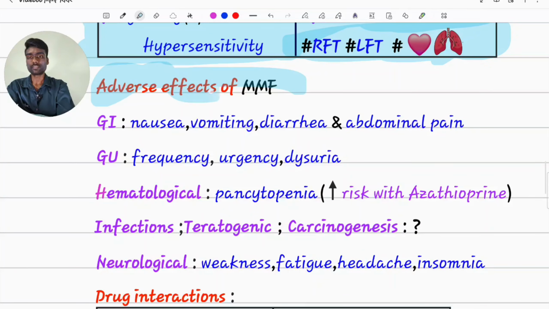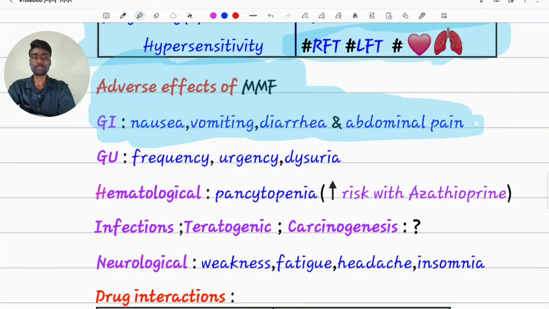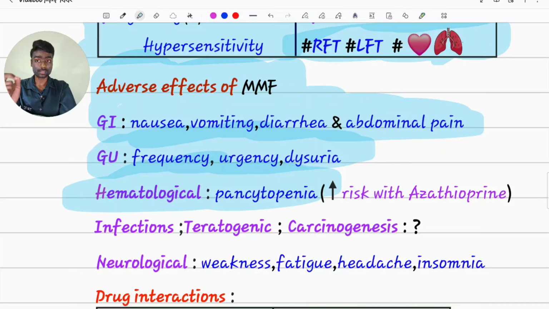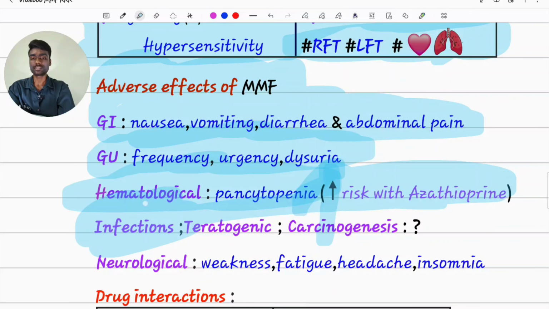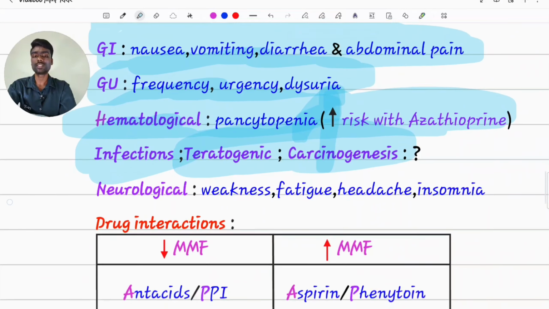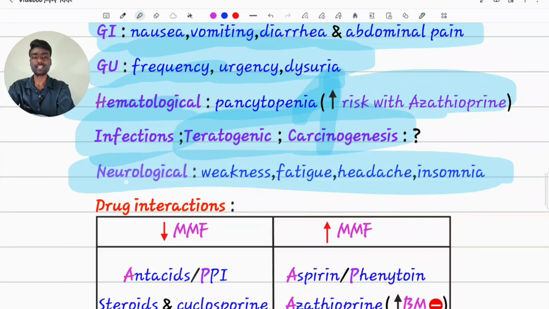Coming to adverse effects, GI adverse effects: nausea, vomiting, diarrhea, abdominal pain, because it is undergoing extensive enterohepatic circulation. GU side effects: frequency, urgency, dysuria. Hematological: pancytopenia, bone marrow suppression; risk increases when you combine with azathioprine. Infections because we are suppressing immunity, teratogenic and carcinogenic. Neurological side effects like weakness, fatigue, headache, insomnia.